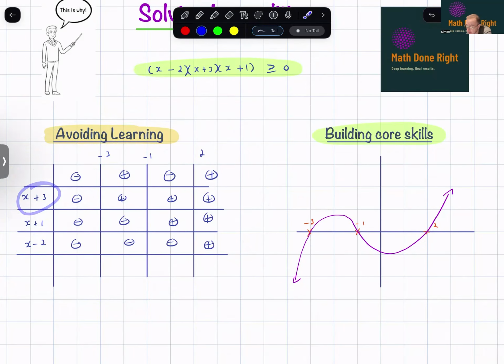Pick x is less than -3. x is in between -3 and -1, etc. Put in these pluses, minuses. See here we have three minuses. They make a minus when you multiply them, stuff like this, right? And we get these intervals.